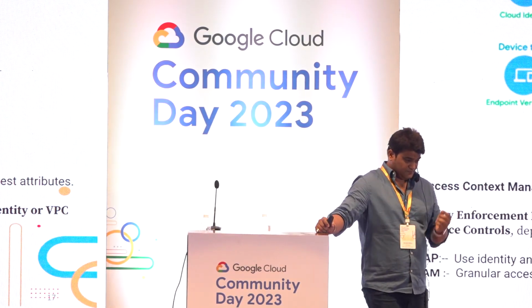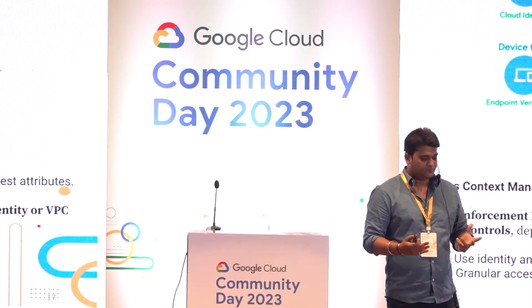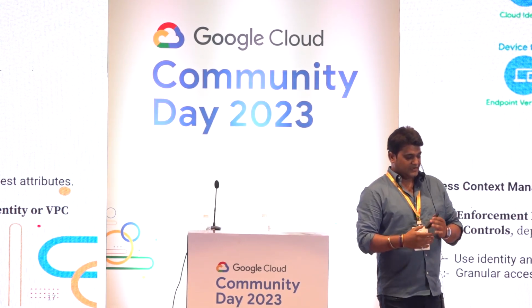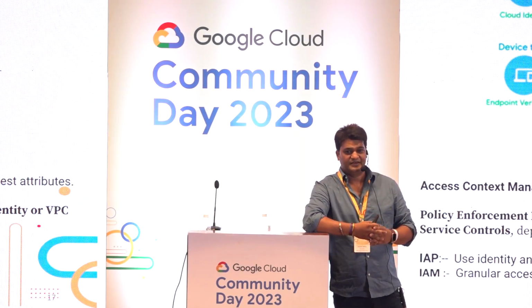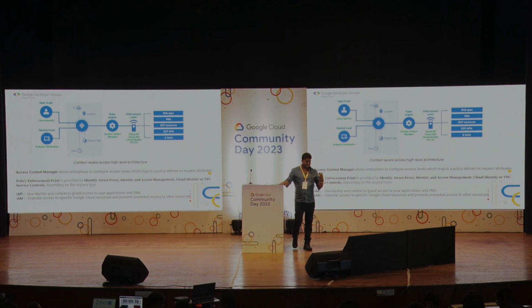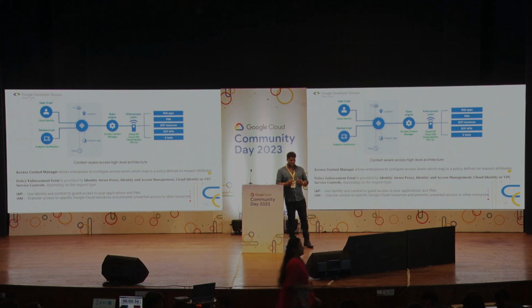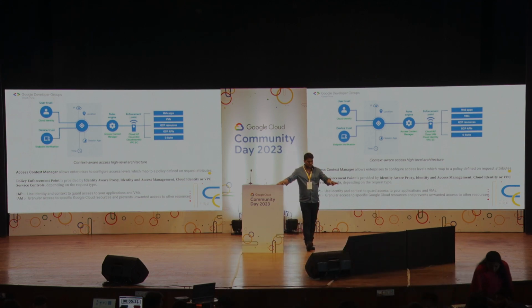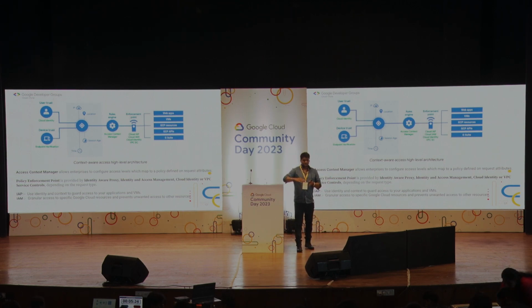Identity-Aware Proxy is all about using user identity and context to guard access to your particular applications and VMs. IAM is about providing role binding and granular access control through identity and access management. Then come your various GCP resources, your web app, and many other Google products. As per the diagram, the rules engine enforcement point is very important while implementing zero trust.